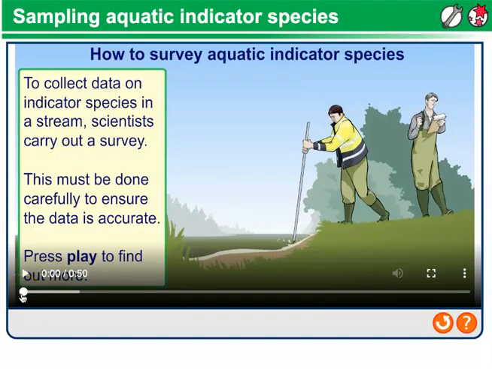So looking at indicator species that we might be familiar with, in the past we've done some work on local streams. And so how do we survey for aquatic indicator species? To collect data on indicator species in a stream, scientists carry out a survey. This must be done carefully to ensure the data is accurate.